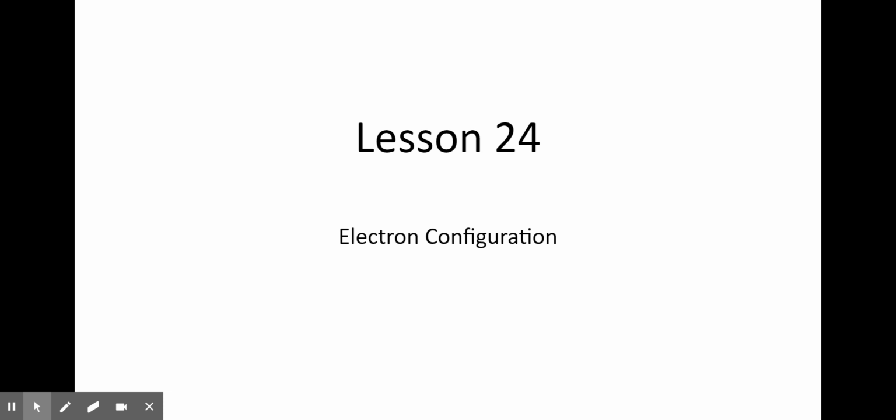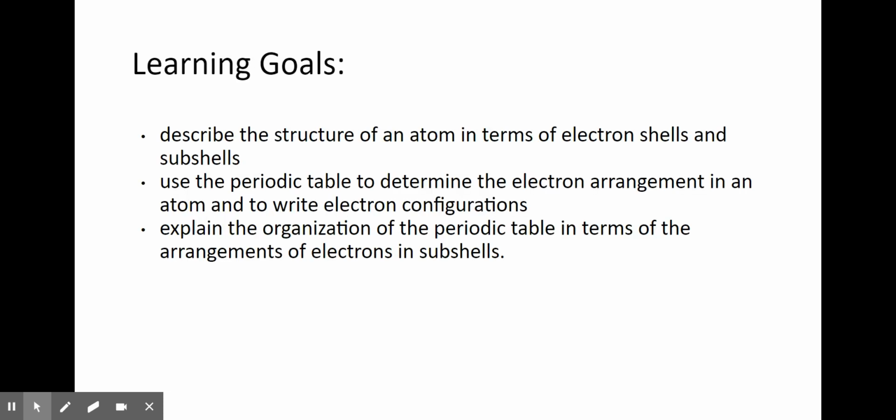So we're going to talk about S, P, D, and F subshells, and then you'll probably hear me say multiple times, follow the yellow brick road. Okay. So the learning goals we have here, we're going to describe the structure of an atom in terms of electron shells and subshells. Okay. We're going to use the periodic table to determine the electron arrangement in an atom and write electron configurations. We'll be able to explain the organization of the periodic table in terms of the arrangements of electrons and subshells.